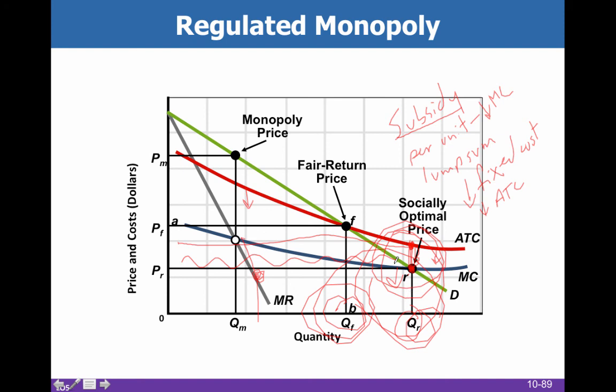But if you don't really care about that, then you can just do a lump sum subsidy. So per unit is going to change marginal cost, and there's going to be a delta Q. There will be a change in quantity. But a lump sum subsidy is just going to lower the fixed cost and the ATC, so there will not be a change in that regard.